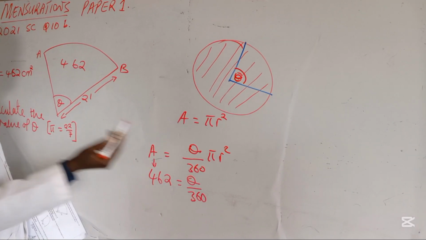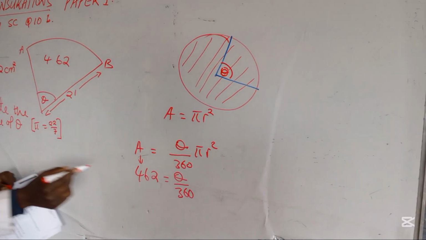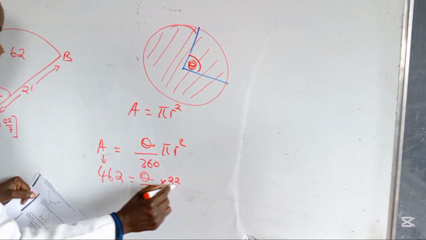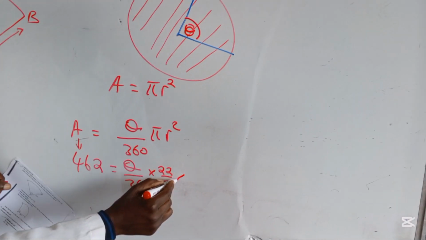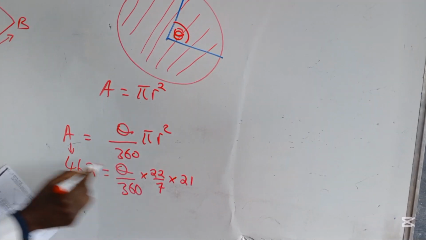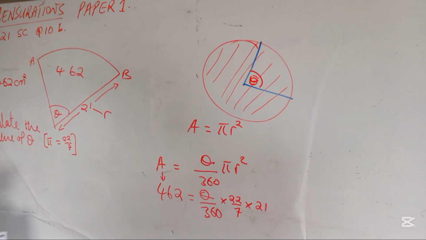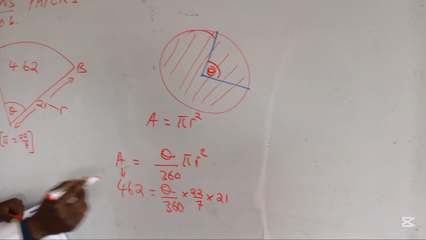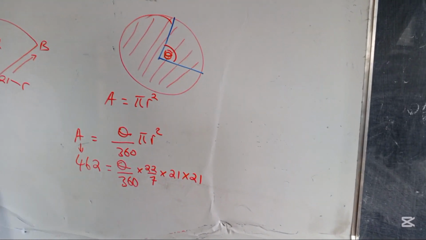Do I know my theta? I don't know my theta. Do I know my pi? Yes, I know my pi. They have told me to use 22/7. And do I know my r? Yes, I know my r. My r is 21. Where is 21? This is 21, and this is my r. Since my r is 21, it is supposed to be squared. That's what they have told me, to be squared.